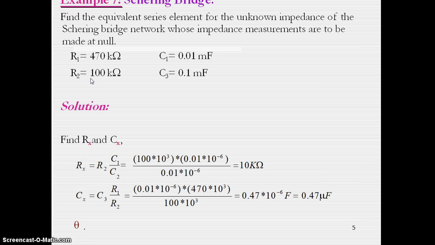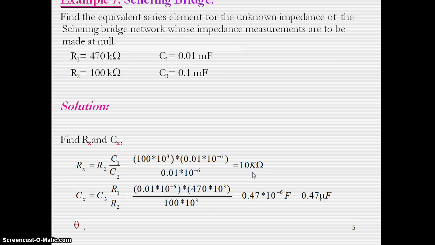Then the solution: find Rx and Xc. Rx is equal to R2 into C1 upon C3. Put the values: R2 is 100 into 10 raised to 3, C1 is 0.01 microfarad, that is into 10 raised to minus 6. All the values of capacitors considered in the bridge arms, C1 is equal to C2, so put C2 equal to 0.01 into 10 raised to minus 6. Then the equivalent resistance is 10 kilo ohm.